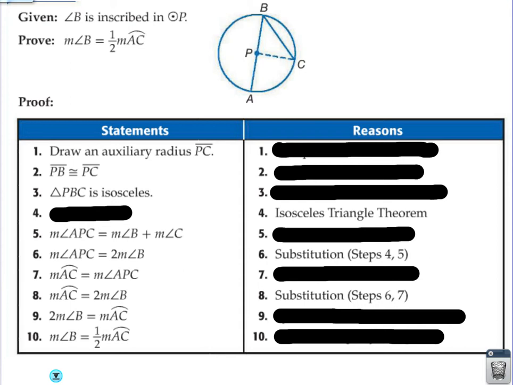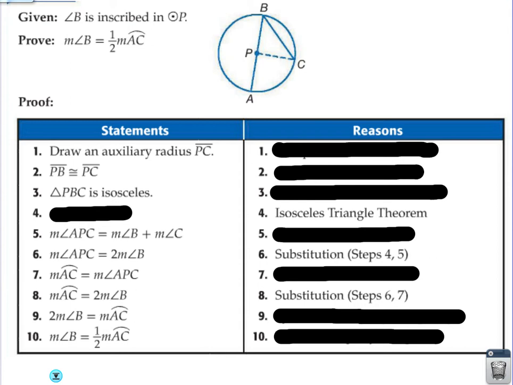Here's your proof. Let's go through it. Let's see how they prove it. I told you I thought they might use similar triangles. I don't know. Probably not this one. No. Angle B is an inscribed angle in circle P. I want to prove that the measure of angle B is half the measure of that intercepted arc. Step number one, they don't start out with the given, do they? Because really you're not given much. You're given that's an inscribed angle.